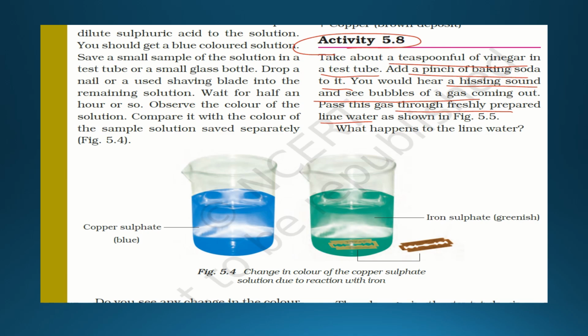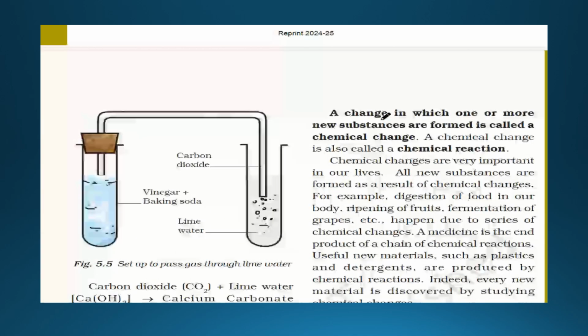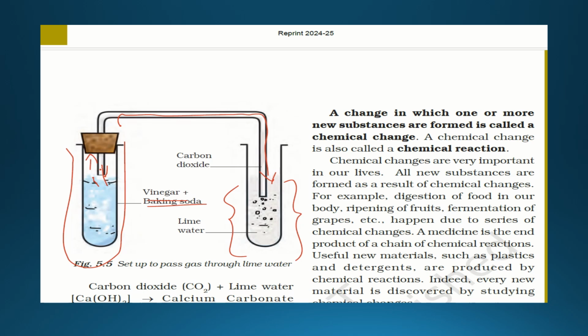The lime water will turn milky. So let us see how this experiment is done. If this is the test tube, we are taking vinegar and a pinch of baking soda in it. Effervescence will occur and bubbles will start coming out, and this gas is passed through freshly prepared lime water, and it turns the lime water milky, which proves that it contains carbon dioxide.